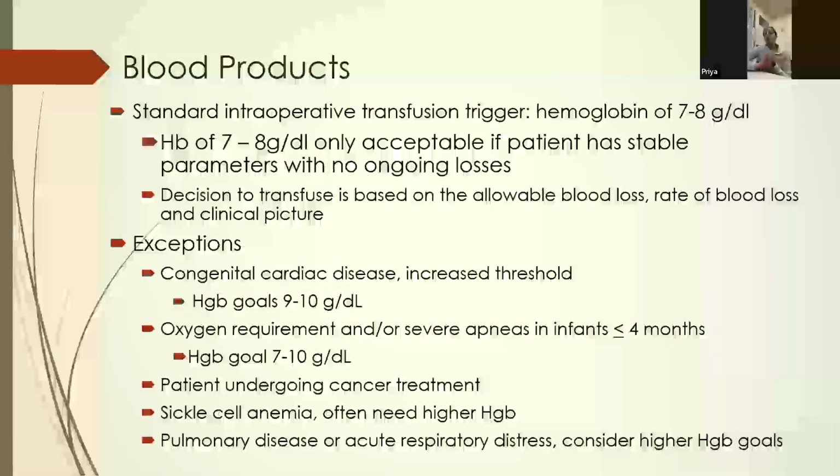Patients that are premature often have higher thresholds as well because they're at risk for apneas. They may have higher oxygen requirements. They also may have pulmonary disease. And so they may have two reasons to need higher hemoglobin thresholds. And that's because they may have poor diffusion of oxygen because of their bronchopulmonary dysplasia, or they may already be on oxygen. So you need to assist them in other ways as well to deliver their oxygen.